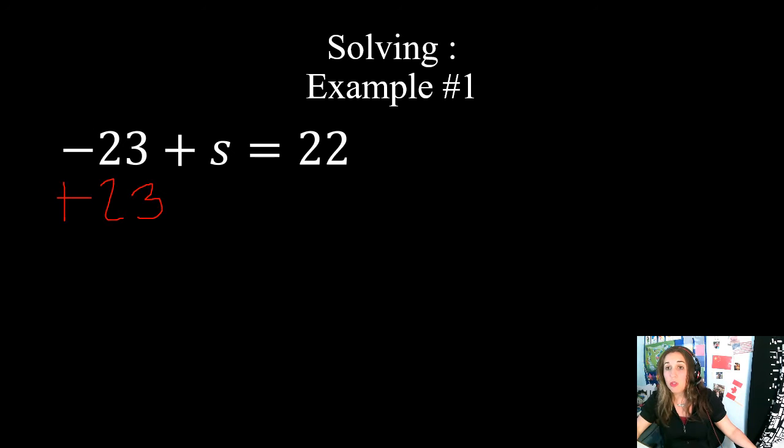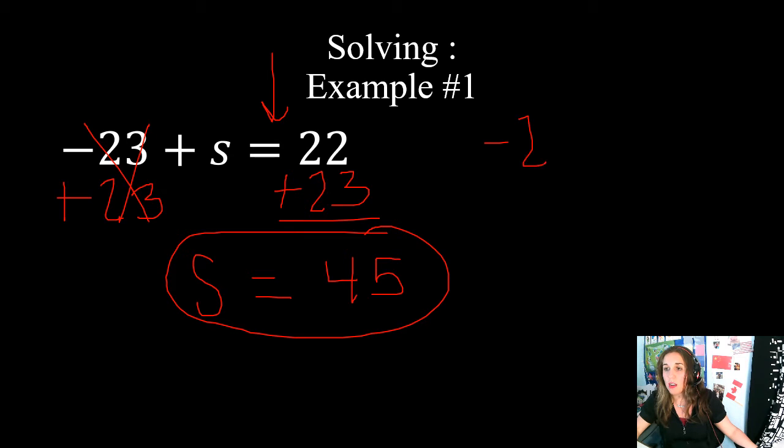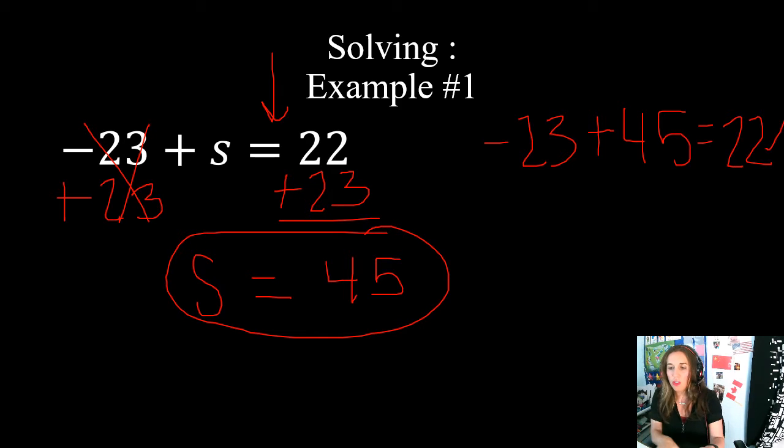And remember, we need to make this relationship of equality hold. So if we're adding 23 to one side, we better be adding 23 to the other side. Those 23s will cancel, which leaves us with s equals 45. Okay? So we've isolated s, we've solved for that one variable that will make this relationship true. Let's just double check. So negative 23, if I plug in 45 for s, does that equal 22? And indeed it does. And if you're not sure, you can always plug it into your calculator, okay? So now let's look at another example.